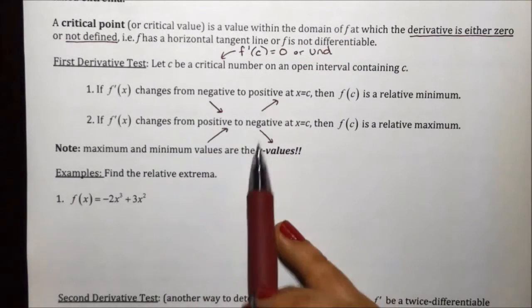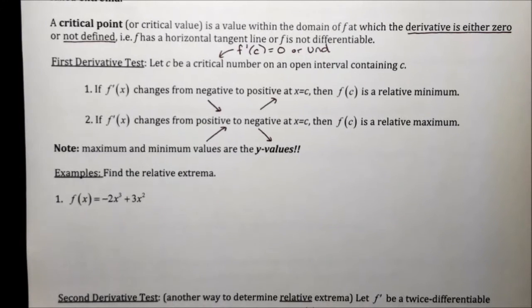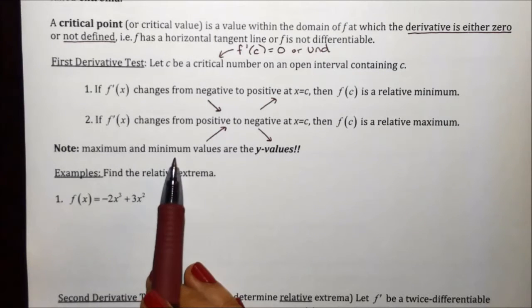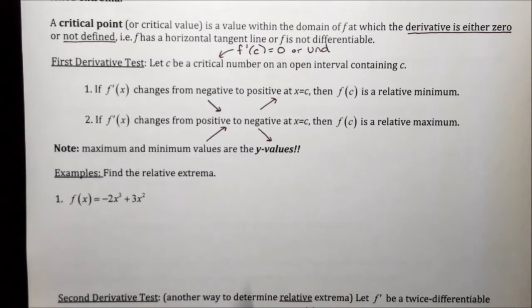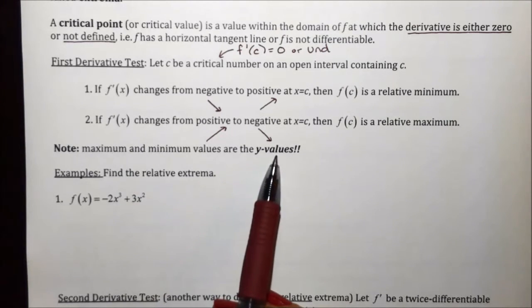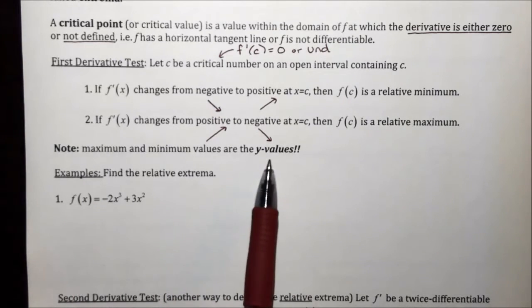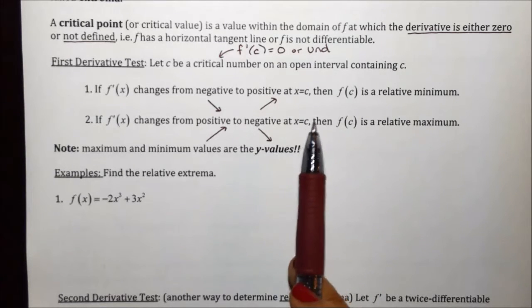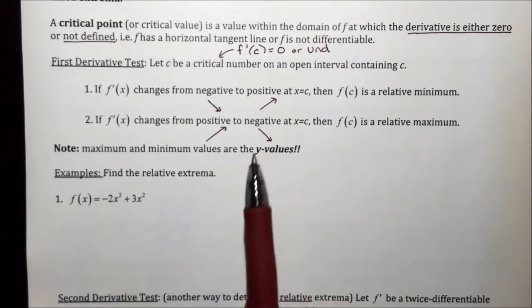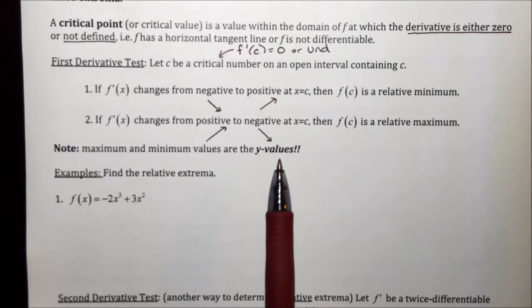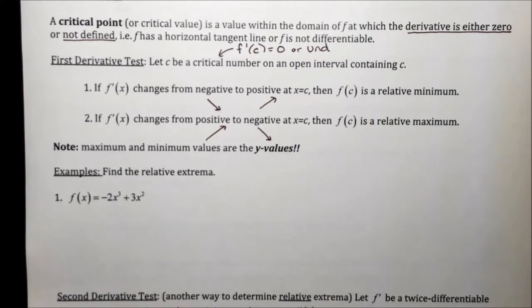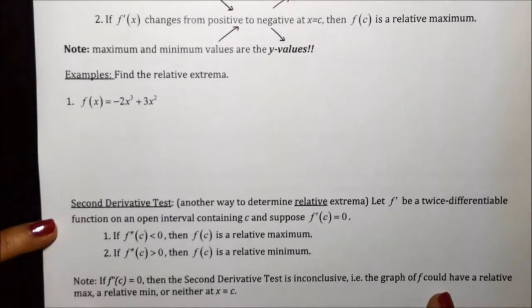Sometimes I find that drawing these lines helps you figure out whether it's a minimum or a maximum. Note, the maximum and minimum values are the y values. So if it asks you what is the minimum value of such and such, then you're looking for the y value. If it asks you what's the maximum value of this function, then you want the y value. The x value is where the minimum or maximum happen, and then the y value is what the values actually are. Okay, so let's find the relative extrema for this polynomial right here.